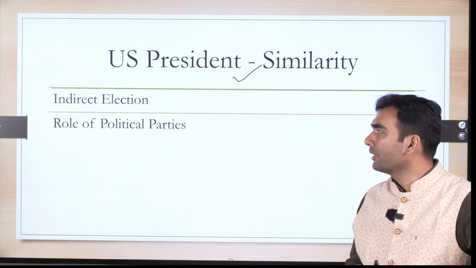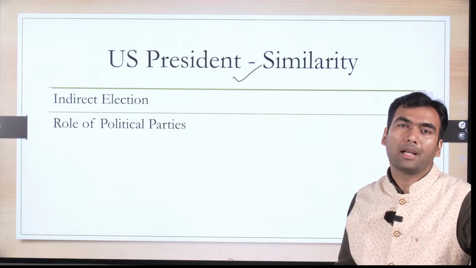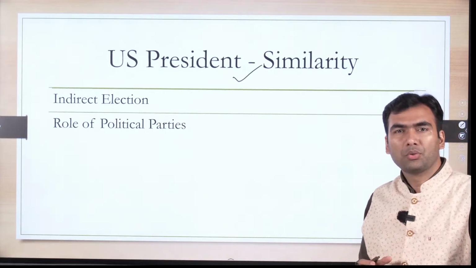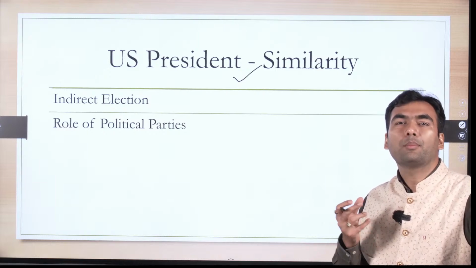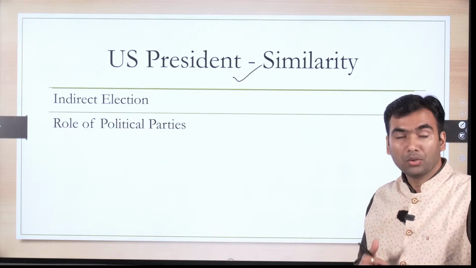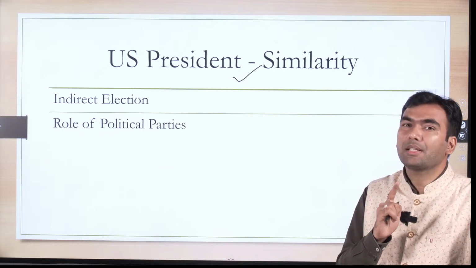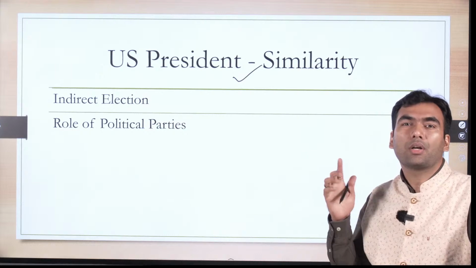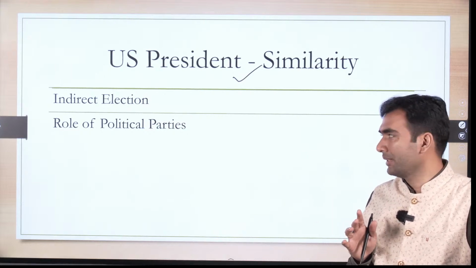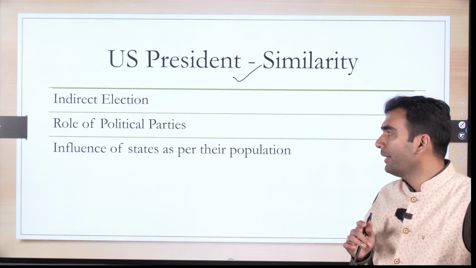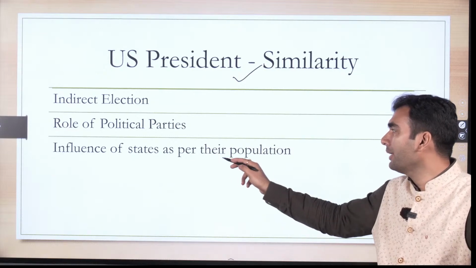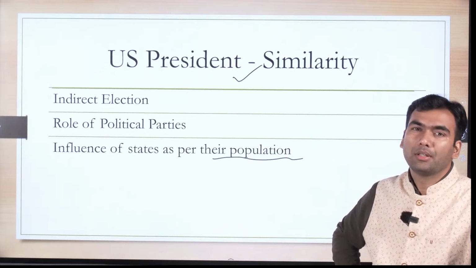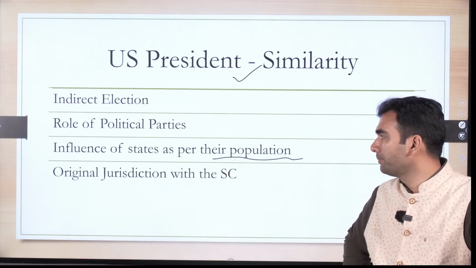Next is that there are political parties involved in the election. Usually the election of the president is conducted on political lines, whether in USA or in India. Although after election, India's president is expected to be politically neutral, whereas obviously the US president is the actual head of the state, so he is not expected to be politically neutral. He will be a political person. And then in the elections, the states have their influence in proportion to their population. Same is true in India, same is true in the United States.